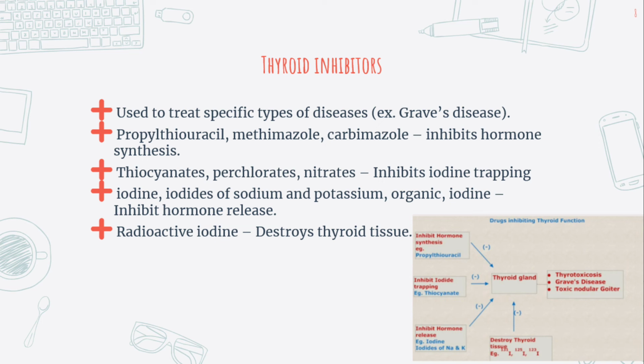There are different types of thyroid inhibitors. The first one inhibits hormone synthesis. This is where the antithyroid drugs are found and are used to treat Graves' disease. Examples of these are methimazole and propylthiouracil being used as antithyroid drugs. For inhibition of iodine trapping, which works as part of the process and metabolism of iodine, thiocyanates, perchlorates, and nitrates are present.